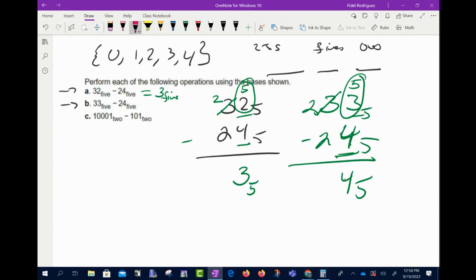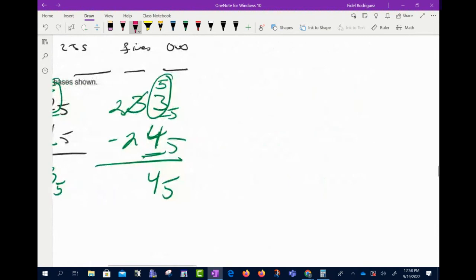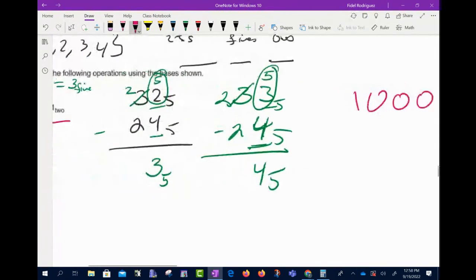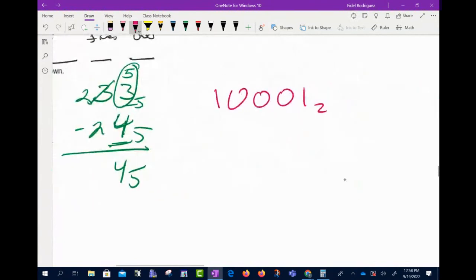Okay, so y'all, I'm going to ask you a question. Look at part C. We're dealing with base 2. Everybody agree in base 2, the only numbers I'm going to have are 0 and 1? Okay, so let's take a look at the first one. It looks like it's 10,001 base 2 minus 101 base 2. So let me go ahead and write that out. 10,001 base 2 minus 101 base 2.